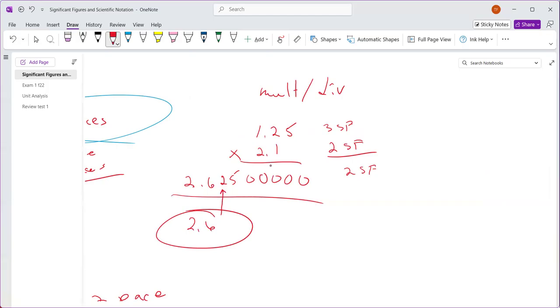Now, in some schools and departments, when you have 5, sometimes it goes up, sometimes it goes down, depending on whether it's even or odd. In our school, it always goes up. If it's 5, we round up.